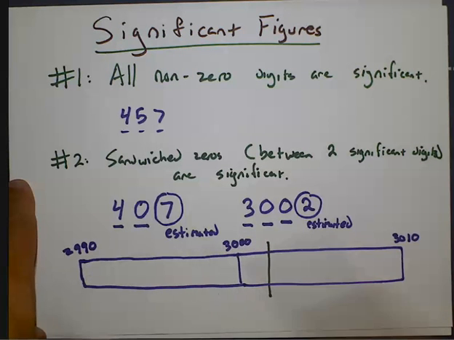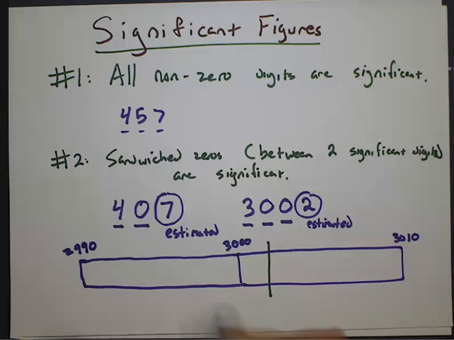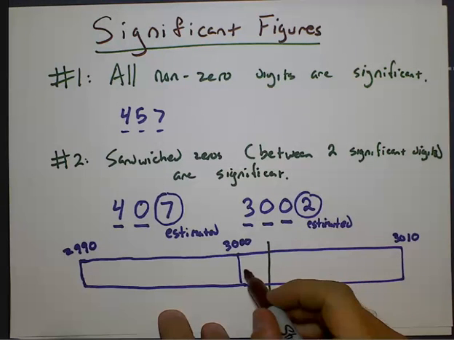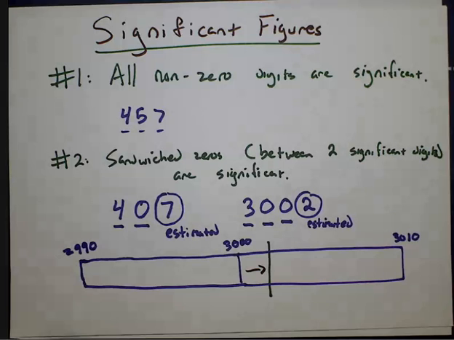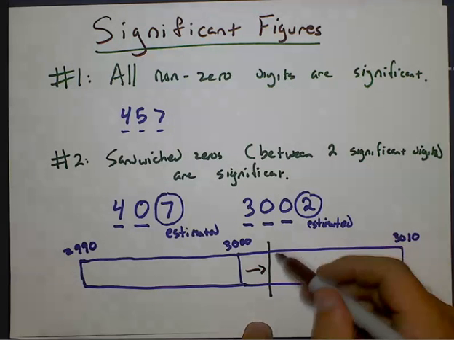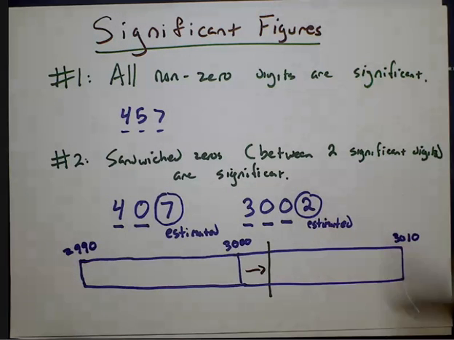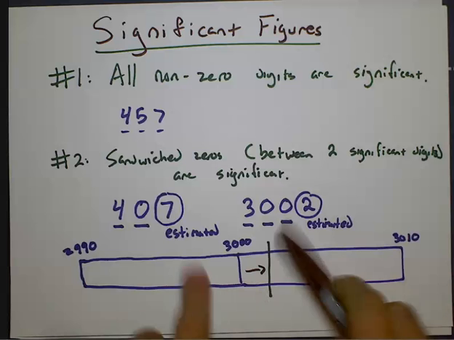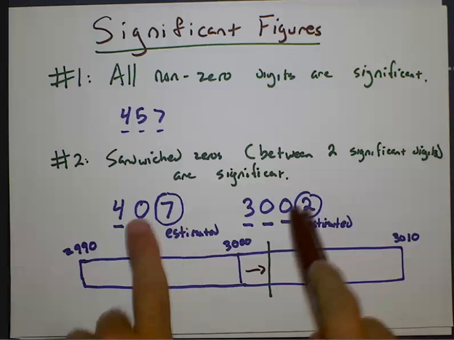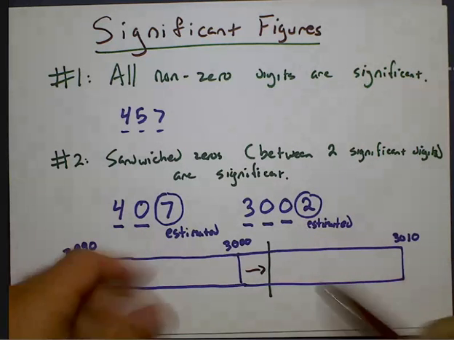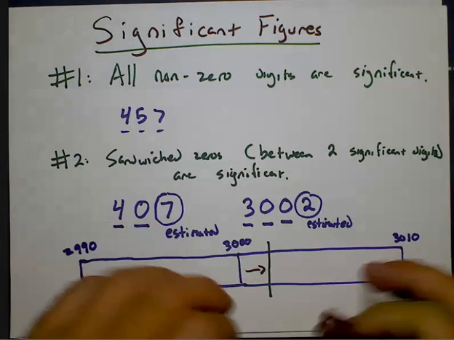What this 3002 is saying is that we are somewhere between 2,990, 3,000, 3,010. We're counting by tens. We've estimated that it's about 2 units past 3,000. That's what this number is telling us, and that's why these zeros here are important, because for these guys to be estimated, we have to have measured these zeros, and anything that we measure is going to be significant.